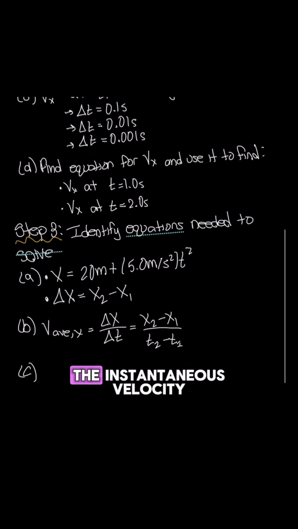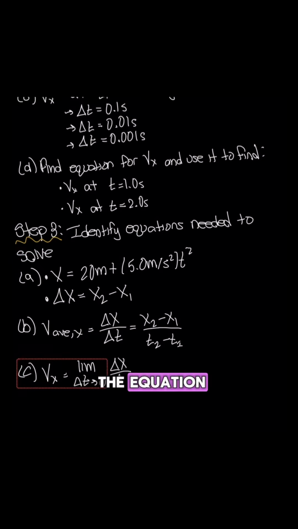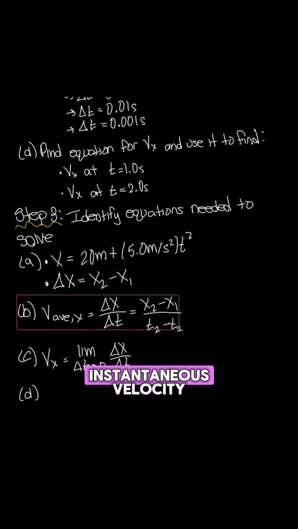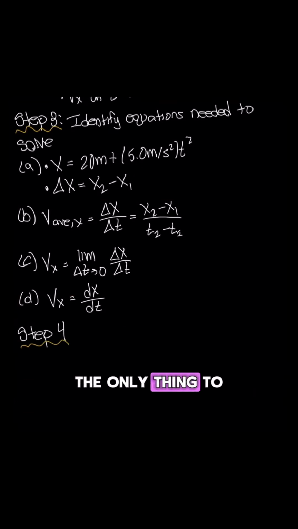And then part C wants us to find the instantaneous velocity using the delta t's given. So we're going to need the limit version of the equation. And then part D wants us to find the equation for the instantaneous velocity. So we're going to need to use the derivative equation. So we have everything set up now. The only thing to do now is just to solve.